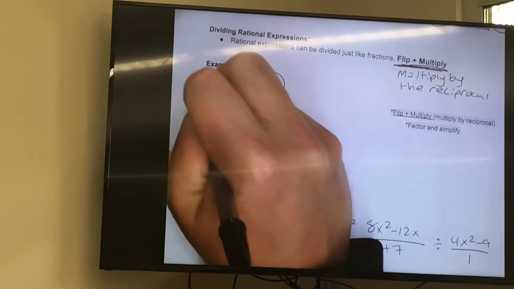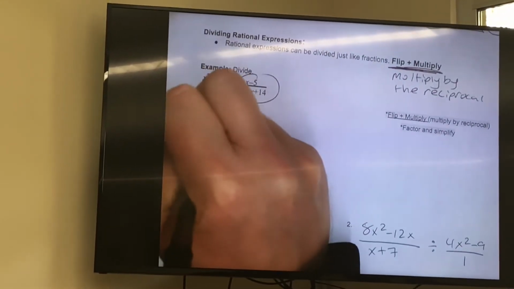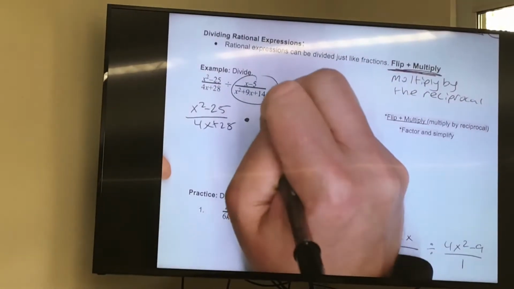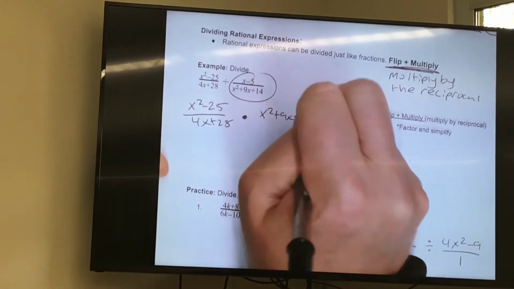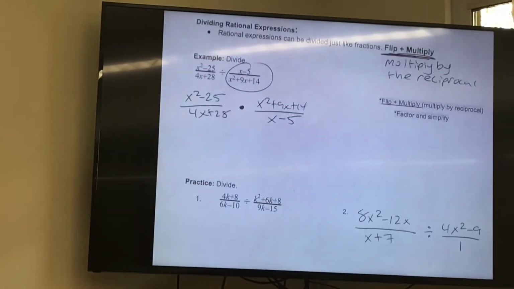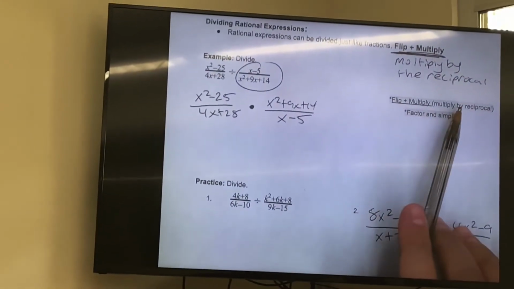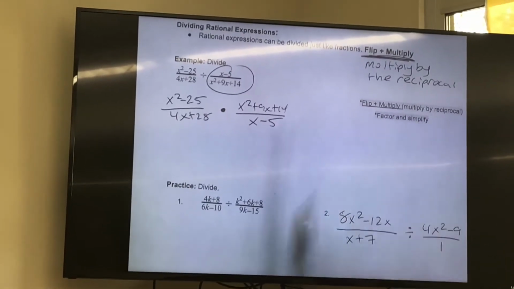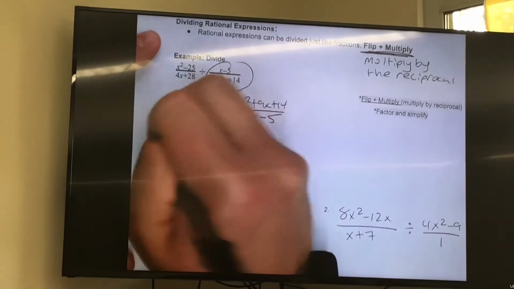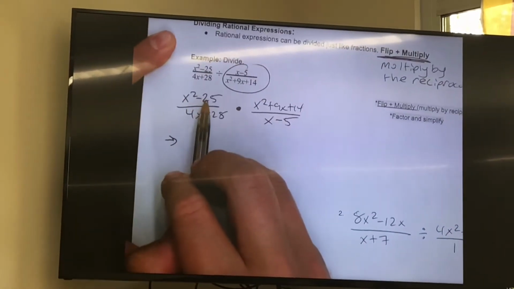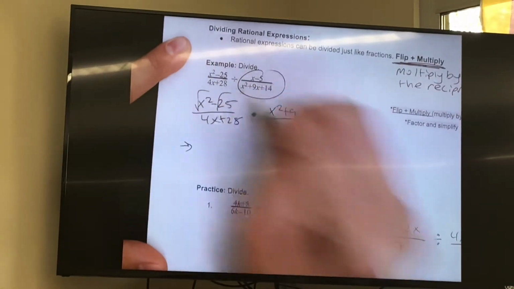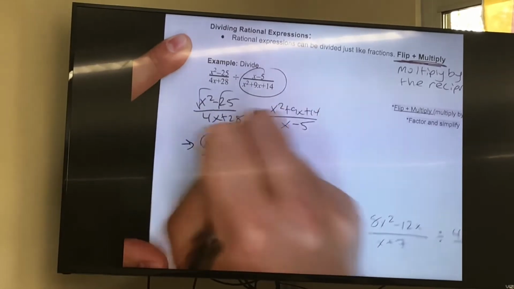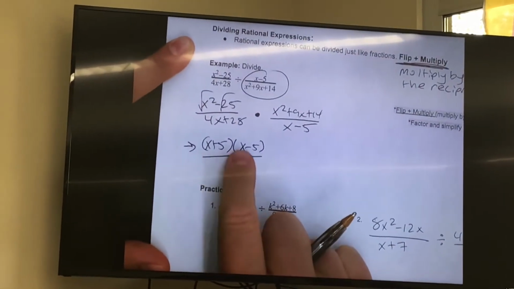So that's going to stay x squared minus 25 over 4x plus 28, and the division becomes times by flipping the second fraction. Okay, so again on the side here, flip and multiply by the reciprocal. That's your step one. Now we're going to factor or take out a GCF, and then we will multiply the remaining parts. So down here, x squared minus 25, remember that is the square root method, difference of squares. So we get an x plus 5 times an x minus 5.